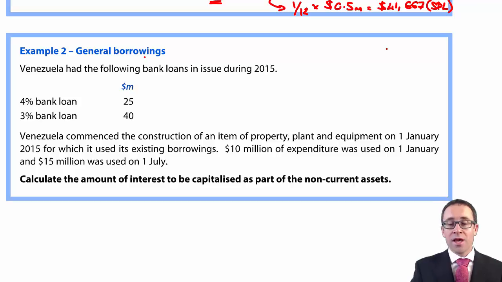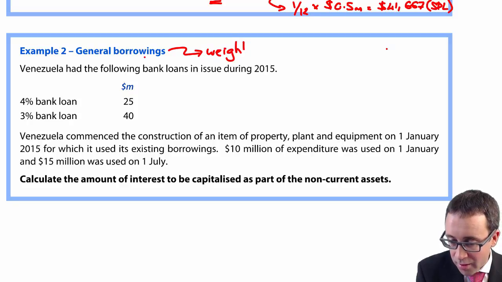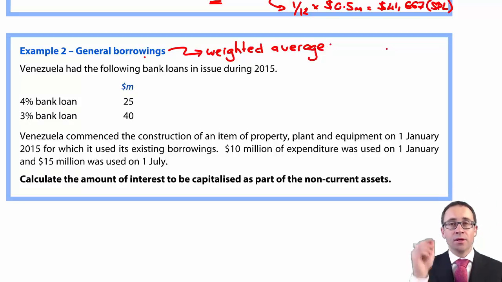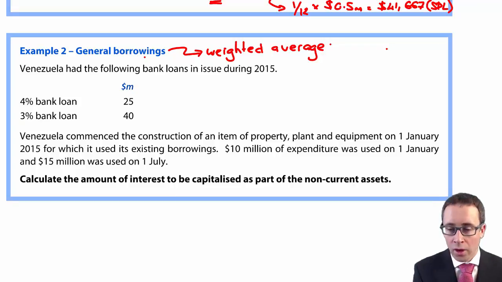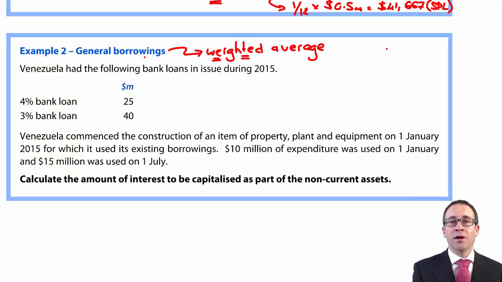You just don't know. So the key bit is that when you have your general borrowings, what you will do is work out a weighted average. So work out the total amount of interest that you have on all of your loans, and then work out an average based upon the value of the loans. Okay, so let's say that again. To work out the weighted average, you're going to work out the total interest on all of the loans.